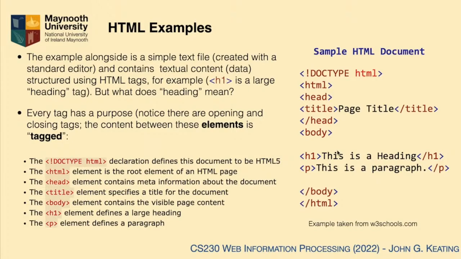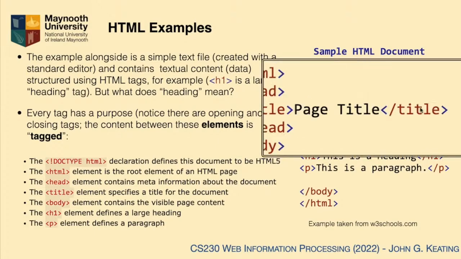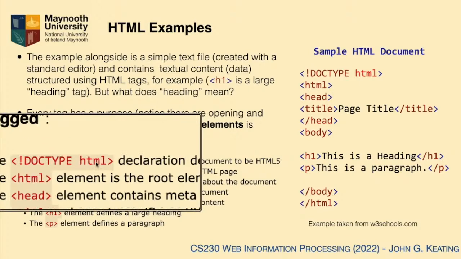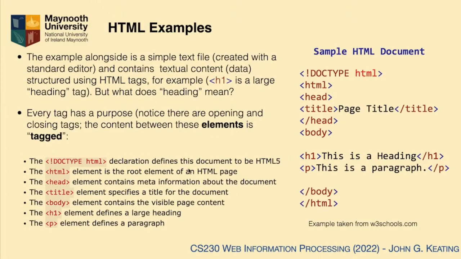For example, the H1 tag is a large heading tag. Every tag has a purpose, and there are opening and closing tags. So you'll see, for example, here we have a title, and we have slash title. Head and slash head. A body, slash body. And these are the various elements or parts of the document. So we call these opening and closing tags, and the element inside is said to be tagged if it's inside two tags.